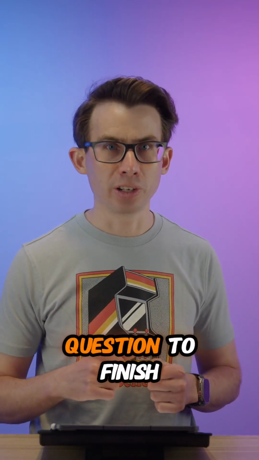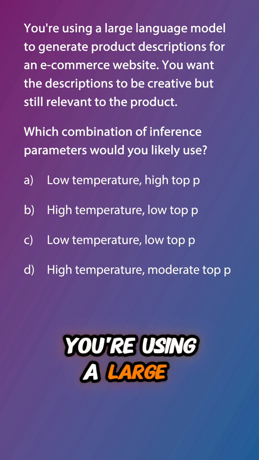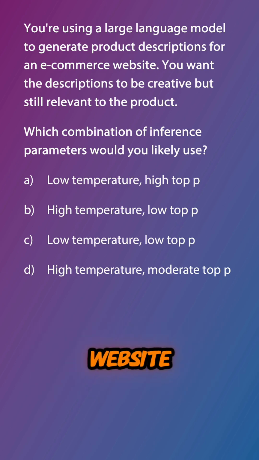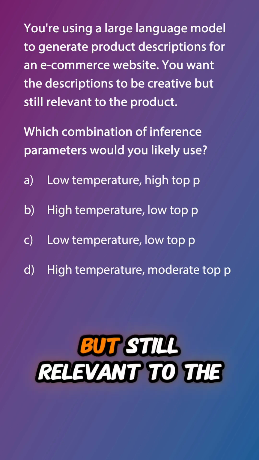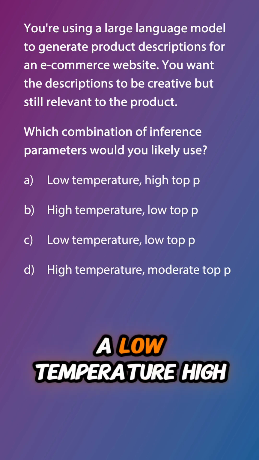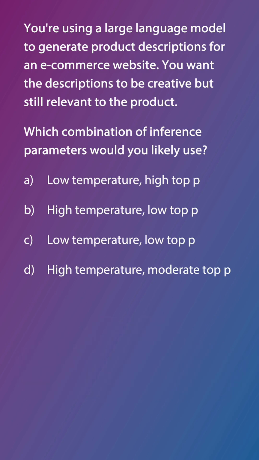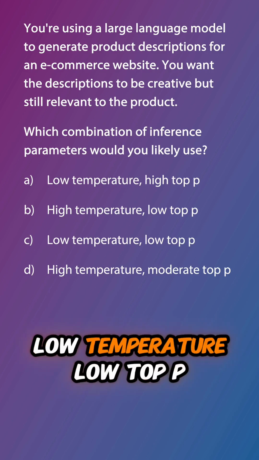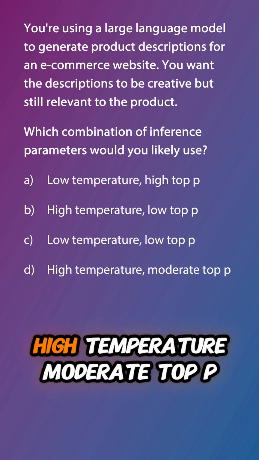Let's do a review question to finish off. You're using a large language model to generate product descriptions for an e-commerce website. You want the descriptions to be creative, but still relevant to the product. Which combination of inference parameters would you likely use? A, low temperature, high top P. B, high temperature, low top P. C, low temperature, low top P. Or D, high temperature, moderate top P.